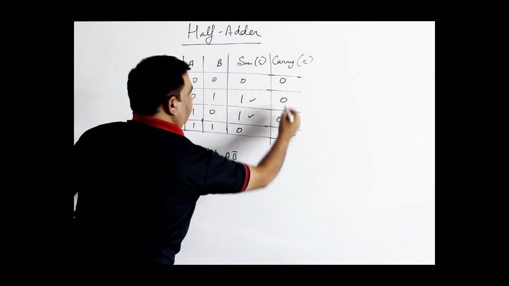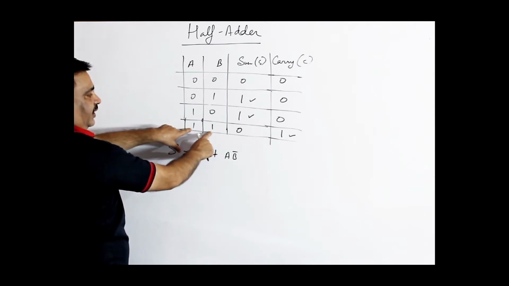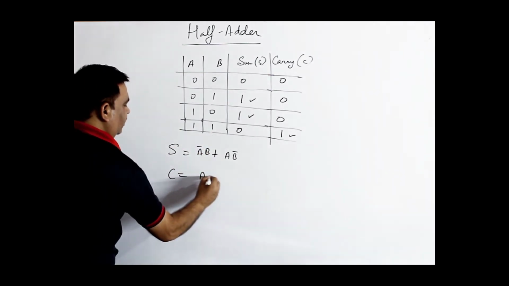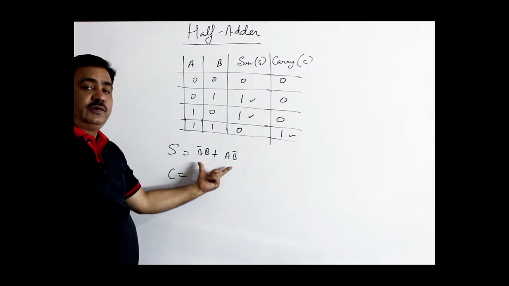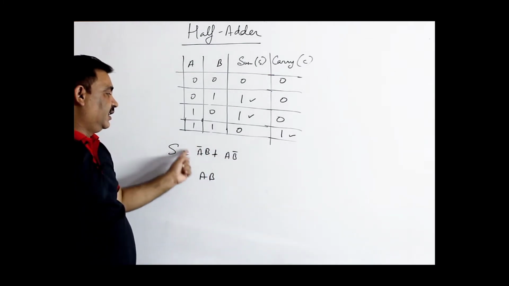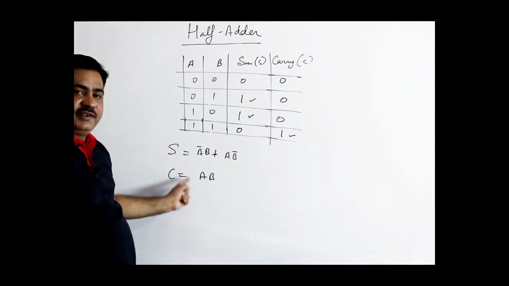Same way for carry, all are 0, but only 1 is there where both inputs are 1. So, write C equal to A B. So, we can say that the sum expression follows the XOR gate. This is the expression of XOR gate and this is AND gate.